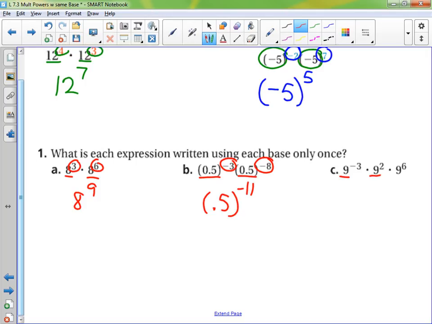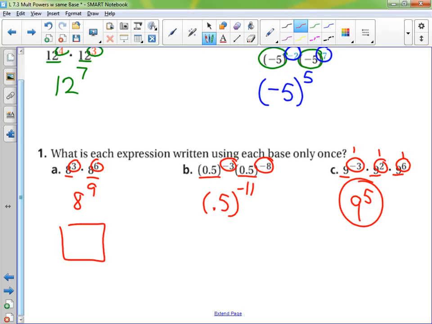In C, they try to get tricky on you, but they're still like bases. They all contain a 9 as the base. All I have to do is add the 3 exponents together. 6 plus 2 is 8, plus -3 is 5. And that's my answer. Now you could go a little further with these and calculate what 9 to the fifth power is and get an answer. But in this lesson, really all I'm looking for is that you know how to add the exponents if the bases are the same.